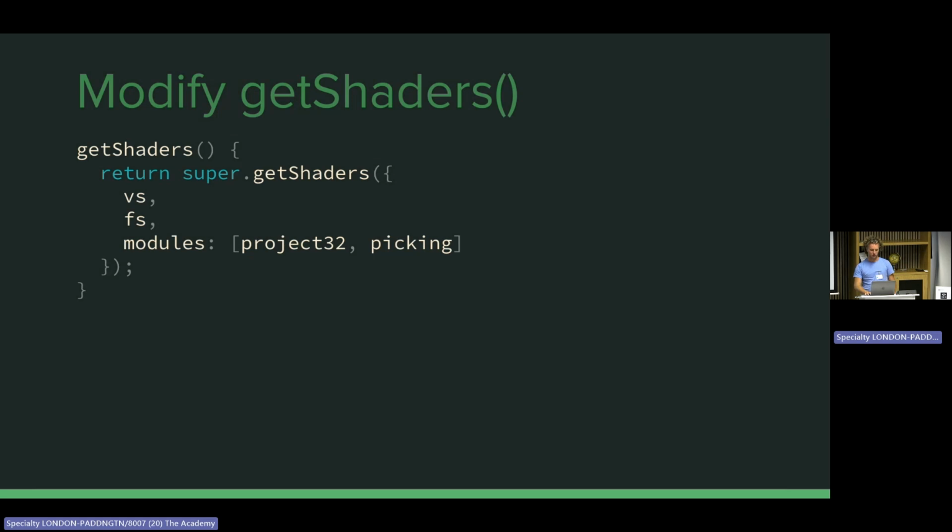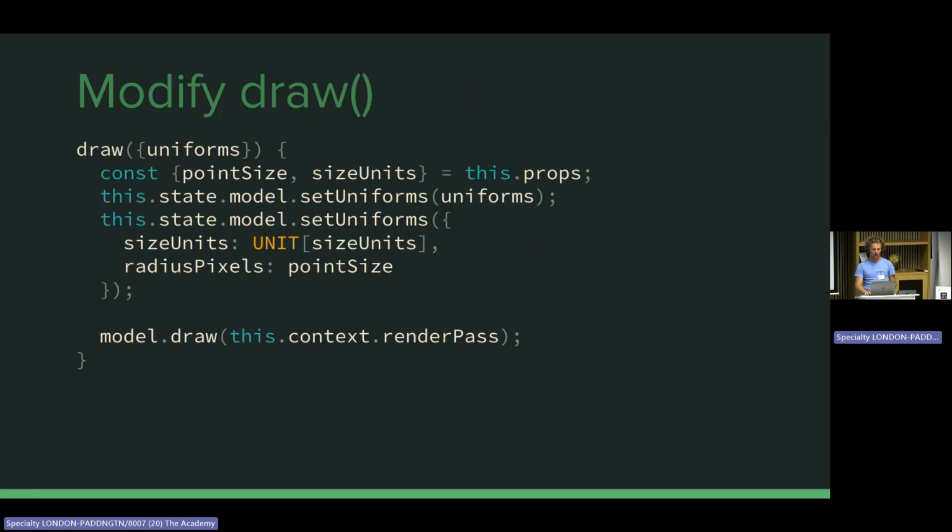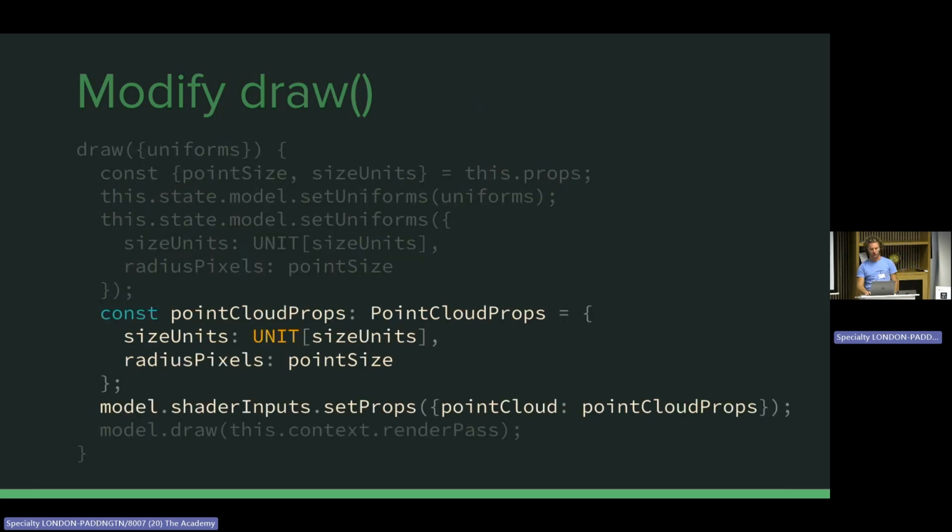Okay, and then to integrate it, we just need to modify this getShaders function and add the module, and this is going to inject the code for us. When it comes to actually drawing a layer, this is the old style way where we're just setting the uniforms, and these are being set on the global state. Instead of that, we're going to construct these props. For good measure, we're going to set the type here so we can make sure that what's getting passed in is correct, and then just set this on the shader.